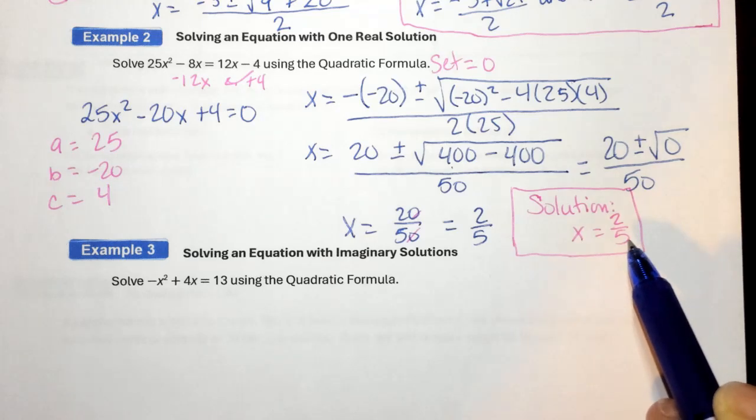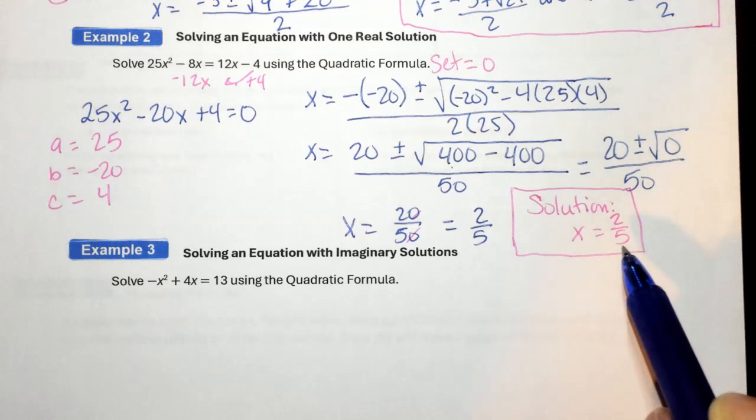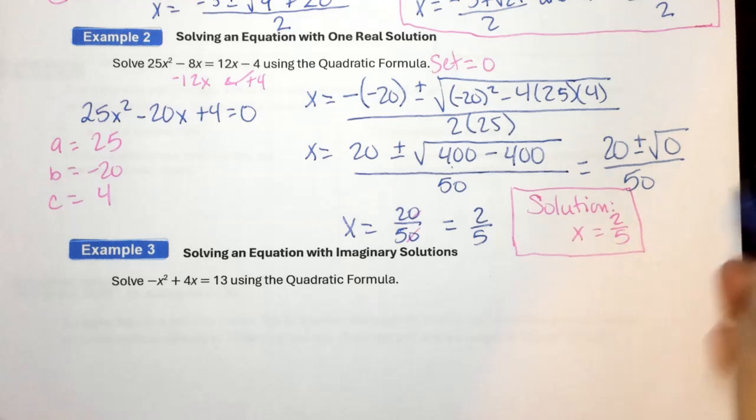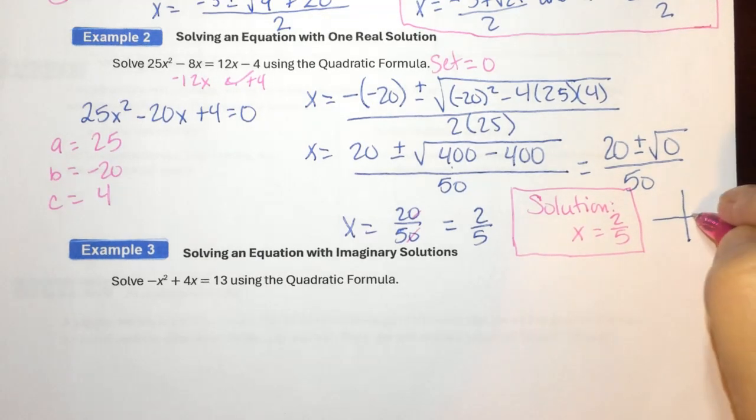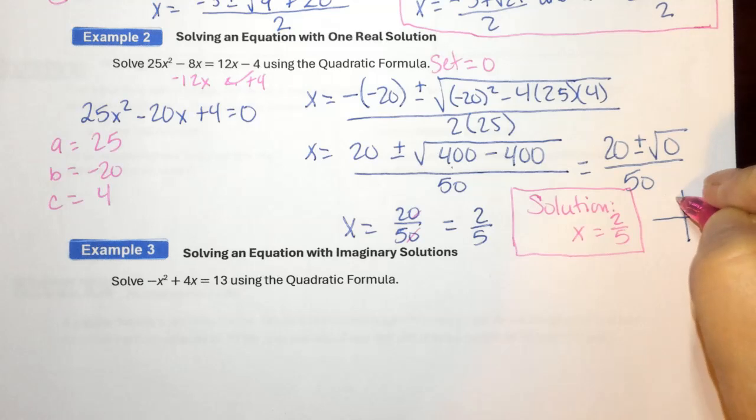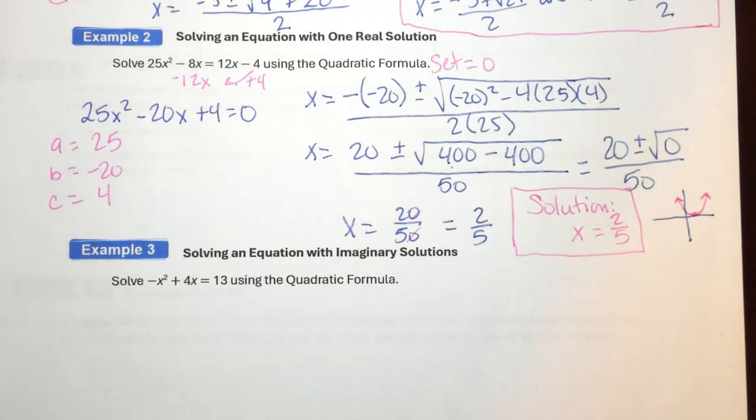So most of the time that means that your vertex is just sitting on your x-axis. Like you would have your x-axis like this, and this one would be 2 fifths, so it would be somewhere like that. So it would just be sitting on the x-axis.